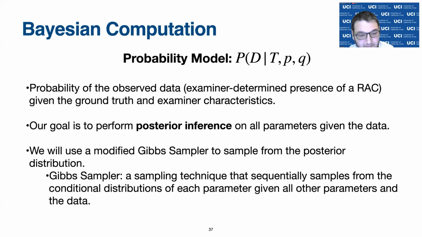And just a little more information on the Gibbs sampler. It's basically a sampling technique that sequentially samples from conditional distributions. So we would get the distribution of T given all other parameters and the data. We would sample from T. Then using those samples, we could sample from P given all other parameters. And we do this for all of the parameters in the data. And that allows us to sample from the posterior distribution.